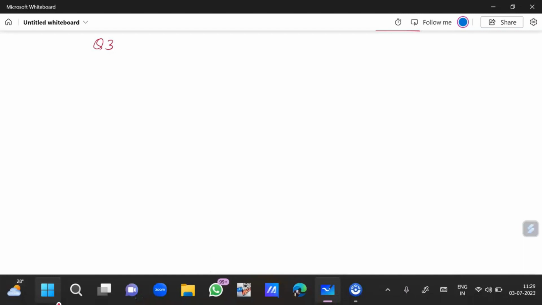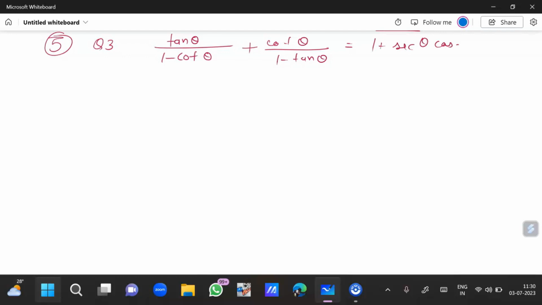And it is one of the toughest questions of the 5th part, question number 3rd. Tan theta upon 1 minus cot theta plus cot theta upon 1 minus tan theta should be equal to 1 plus sec theta cosec theta. There are a number of methods to solve it, but the hint is given that we have to convert this into sine and cos terms. So yeah, we know this method. Let's convert it and start.